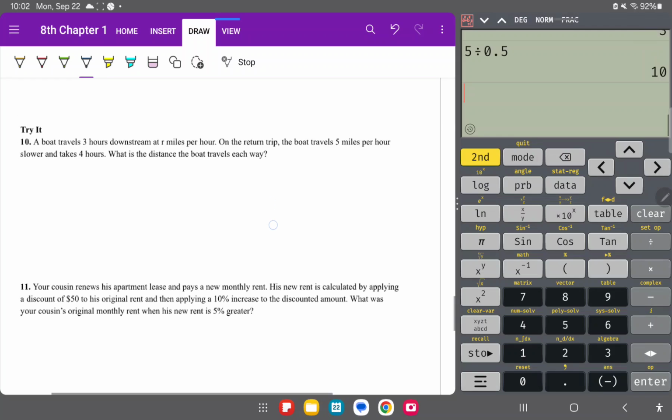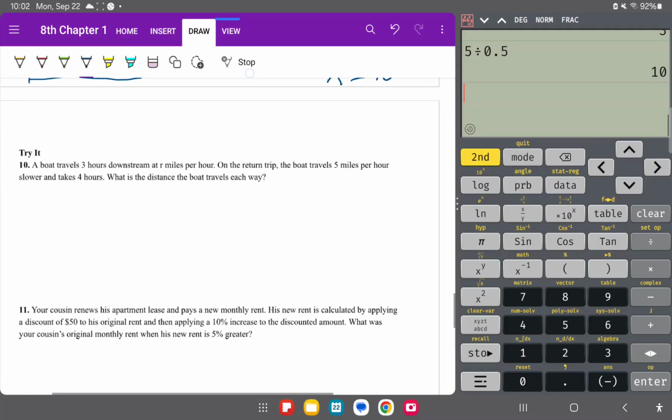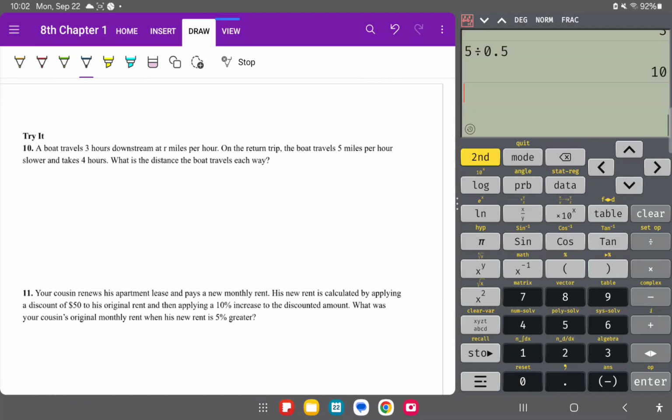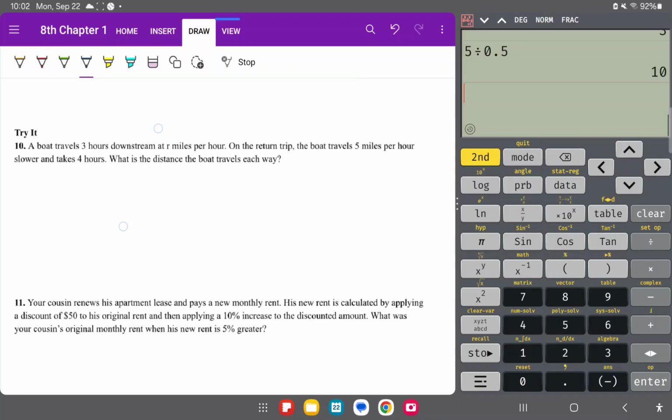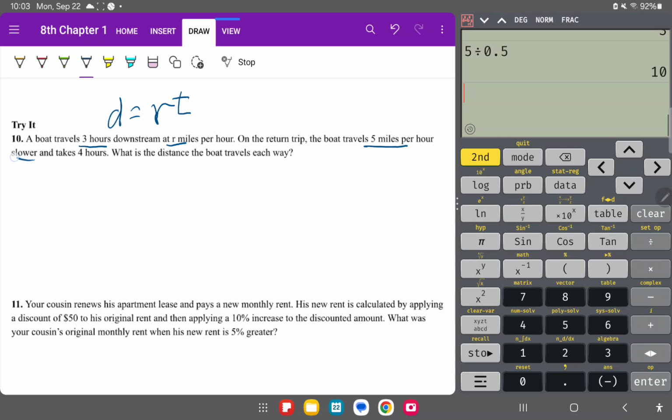All right, so on number 10, it's going to be just like what we were doing on 9. Okay, but they just give you different numbers. So on this one, a boat travels 3 hours downstream at r miles per hour. So we're still using distance equals rate times time. The rate is r miles per hour times the time of 3 hours. And then returning, it goes 5 miles per hour slower, and the time is 4 hours.